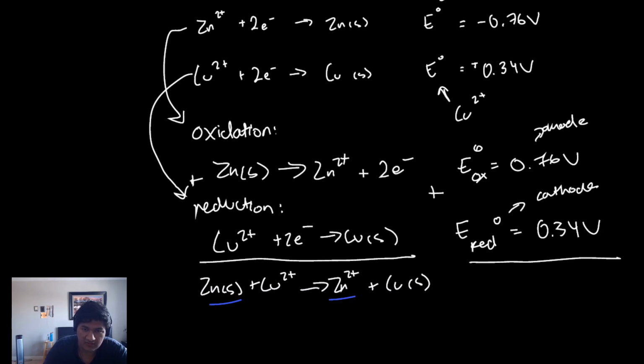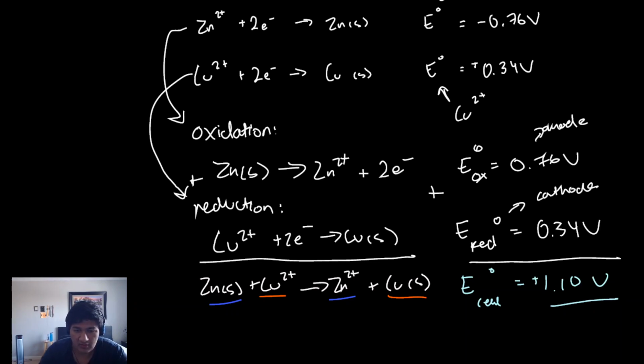Here we have our reduction. Not our reduction, that's our oxidation. And then we have our reduction. Then let's add the two values of oxidation potential and reduction potential, and finally get E cell is equal to, well, let's add 76 and 34, you get 110, 1.10 volts. Okay, so we have a positive cell potential.